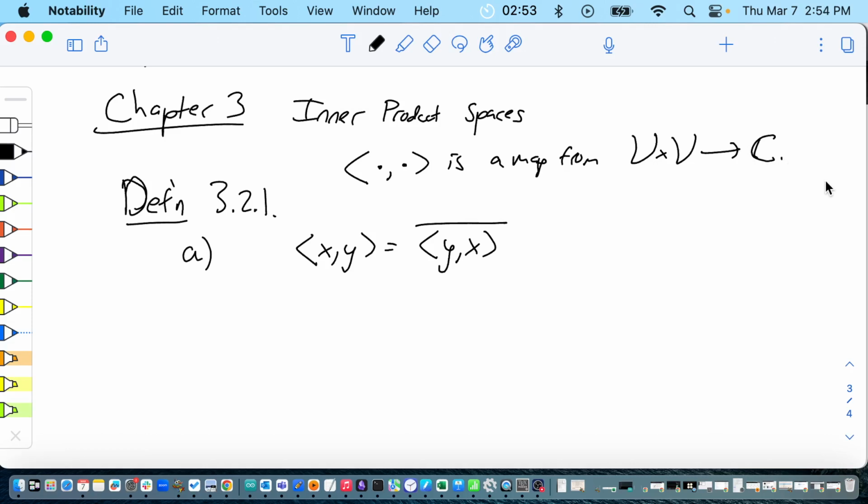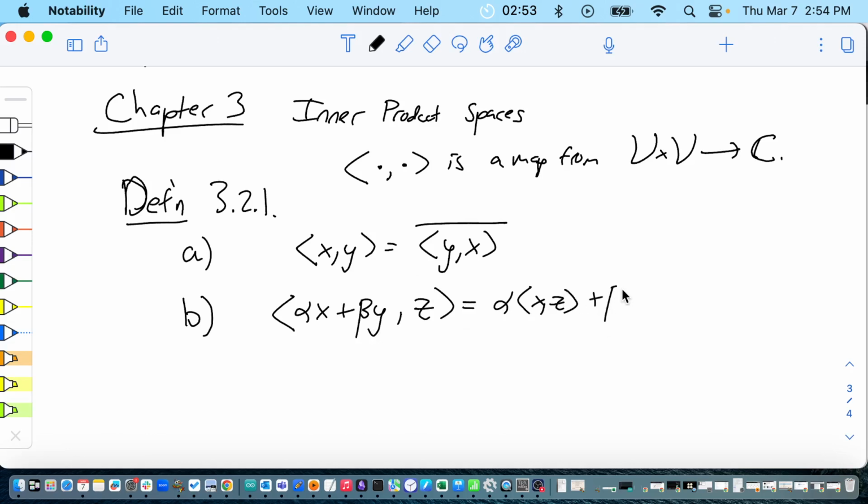So one is flipping it like this, you get a complex conjugate. Another thing is linearity: the inner product of alpha x plus beta y with z equals alpha times the inner product of x and z plus beta times the inner product of y and z. So if the second component is fixed as some vector z, then it's linear in the first component. Sometimes you'll see people write that it's also linear in the second component, but in this textbook, they don't write that. Does anyone have a guess why we don't have to write down that it's linear in the second component? Yeah? The first property kind of implies it, at least conjugate linearity.